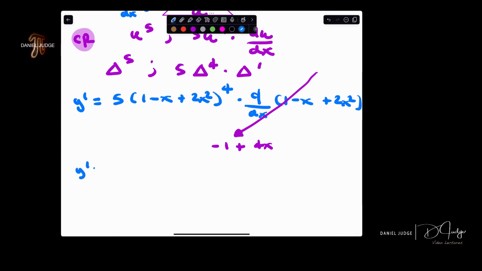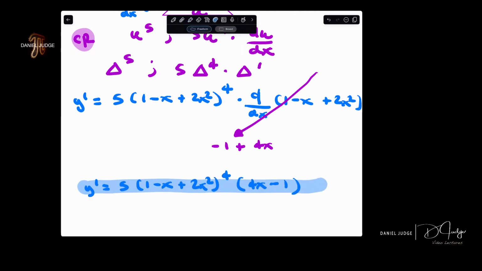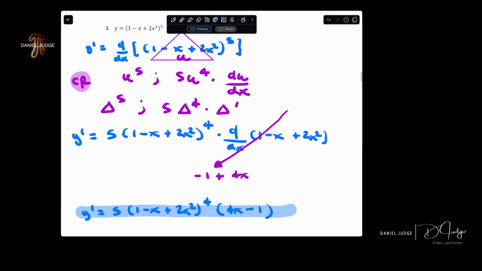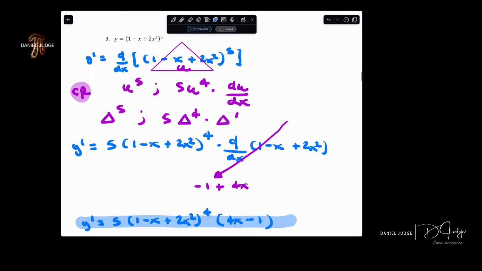Now, y prime is 5, 1 minus x plus 2x squared to the fourth power. Now, we can write it as 4x minus 1. I prefer to do that. You can write it as negative 1 plus 4x, I guess. But, ladies and gentlemen, we like to actually start our terms with positive numbers. So, here you guys go. So, this is going to be, again, chain rule mixed with product rule.